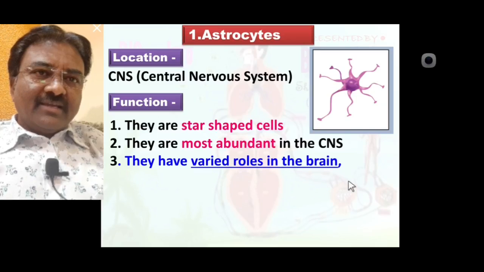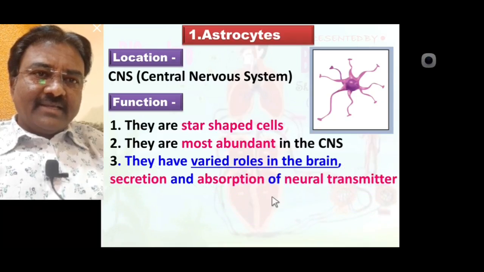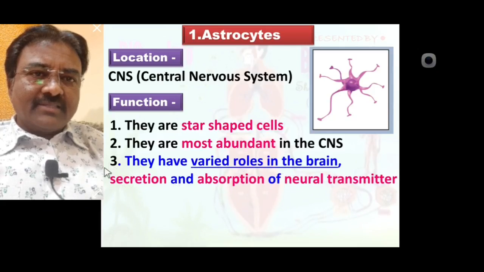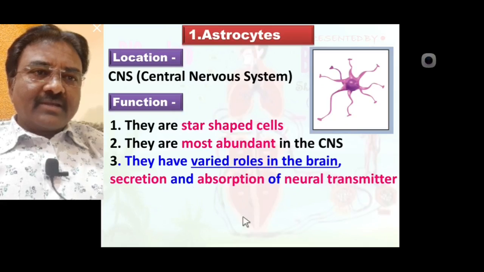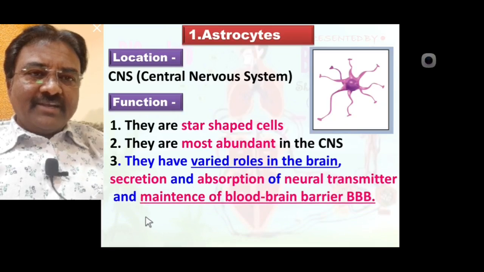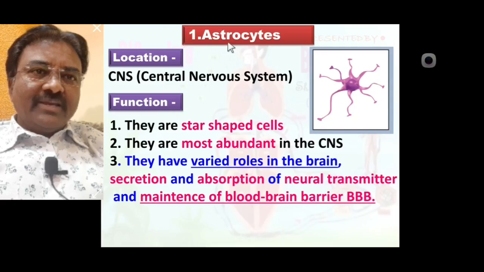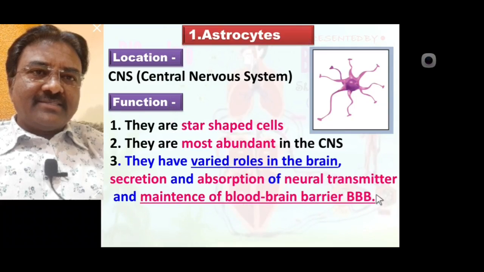Astrocytes in the brain play different roles, like secretion, absorption, neural transmitter. They do the work of secretion, absorption, and neural transmitter, and maintenance of the blood-brain barrier. Always remember, maintenance of the blood-brain barrier, BBB, by astrocyte. Which neuroglial cell present in CNS maintains the blood-brain barrier?